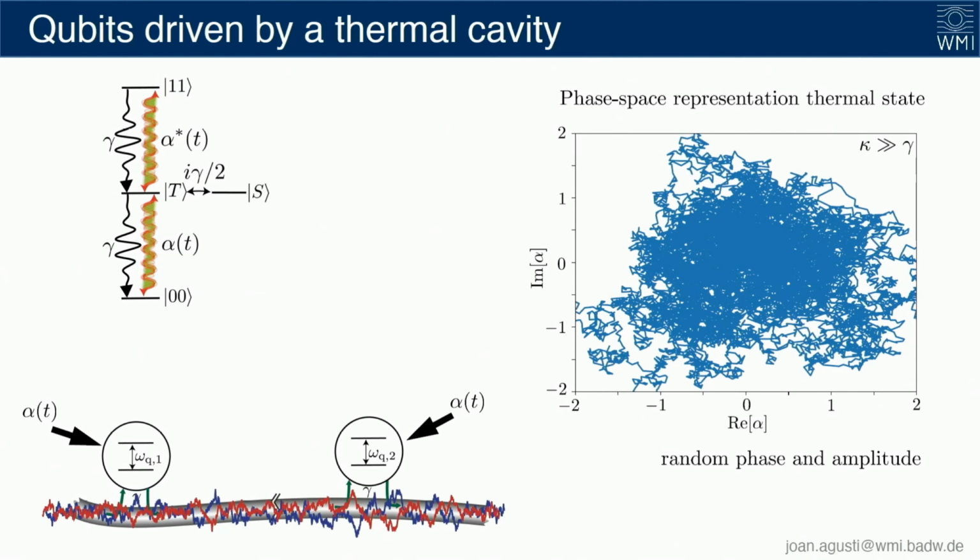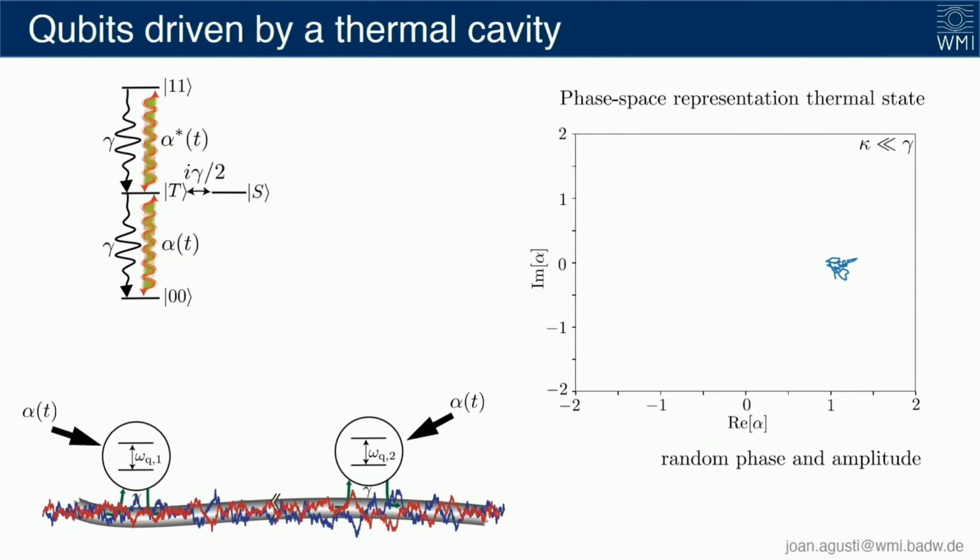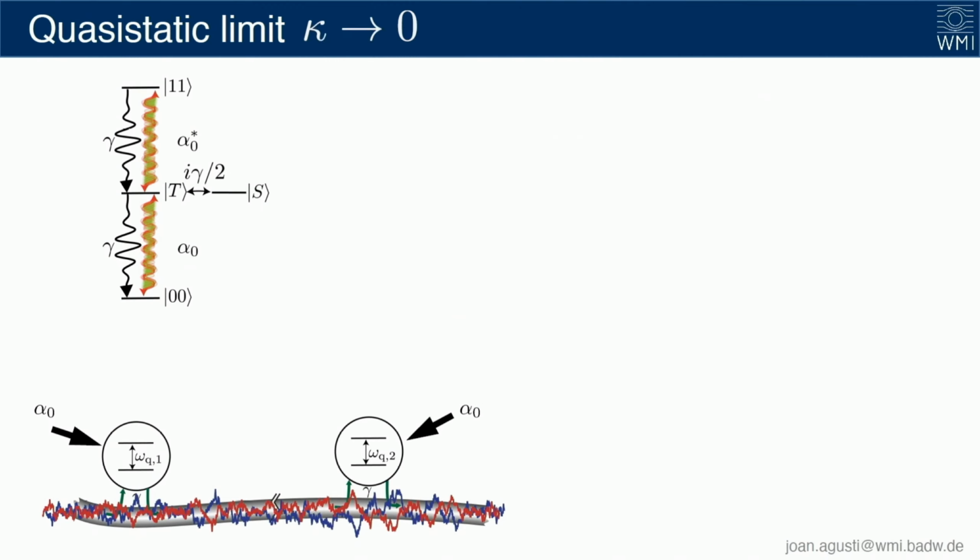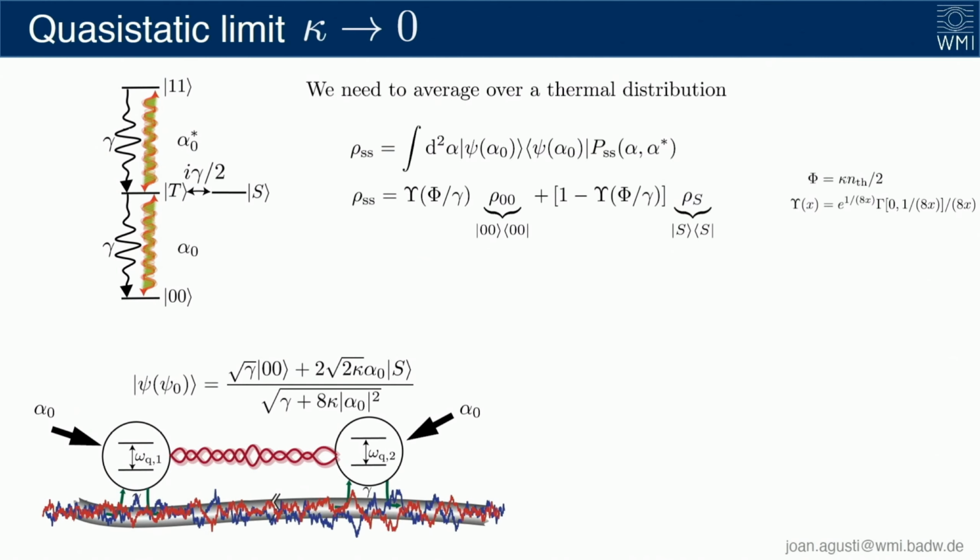However, in the regime where kappa is really small, the dynamics of the thermal cavity, of the filter, becomes slower. And you can see now that this somewhat resembles the phase space of a coherent state. And actually, if we go to the limit where it is really a static fluctuating field, we can solve it, and it's really analogous to the coherent state. But this would be the coherent state between the two qubits for a single trajectory. We still need to average over the whole ensemble, as I said before.